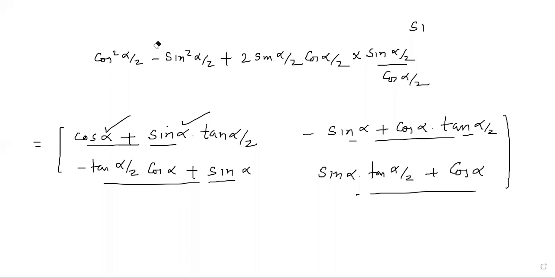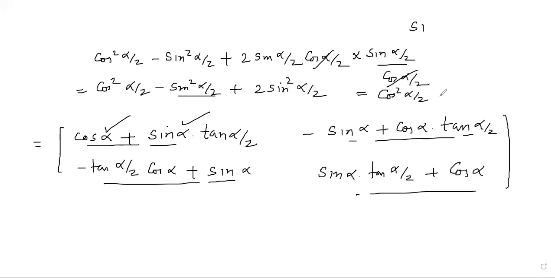So it will become cos square alpha by 2. From here, this cos alpha by 2 will cancel out, minus sine square alpha by 2 plus it will become 2 sine square alpha by 2. So one sine square alpha by 2 will cancel out from here. So we will get cos square alpha by 2 plus sine square alpha by 2, which is 1. It means the first term and last term are 1.